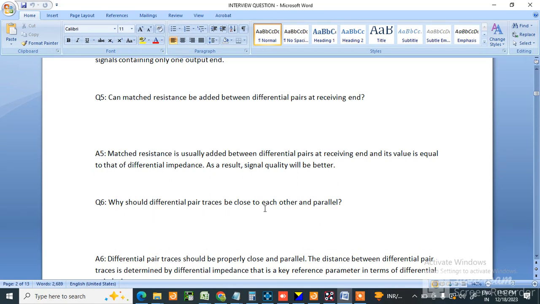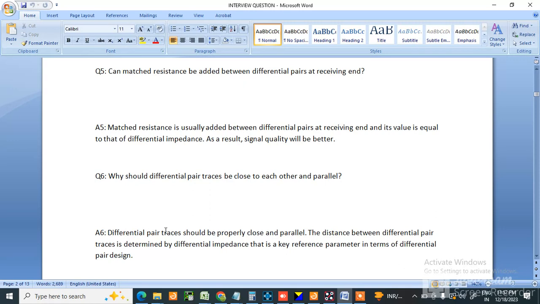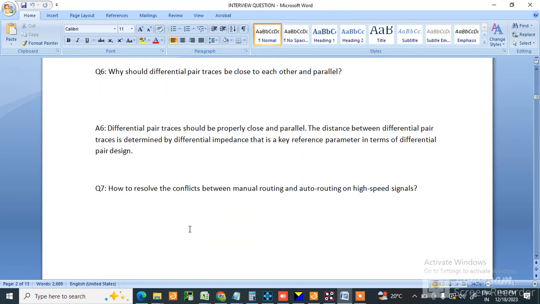Why should differential pair traces be close to each other and parallel? Differential pair traces should be properly close and parallel. The distance between differential pair traces is determined by differential impedance, that is the key reference parameter in terms of differential pair design. Like for a differential pair trace, how will you calculate trace width, and the clearance, the air gap between the two traces? So that all will depend upon which layer you are routing the differential pair, whether it is in top layer or bottom layer or inner layer. So that will depend on the layer stack up, which either the client will give or the manufacturer will give, okay. So you need not worry about that.